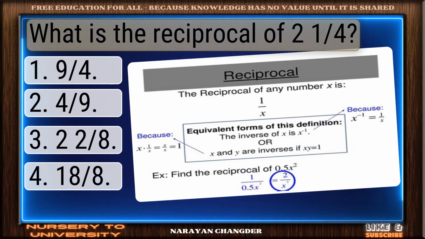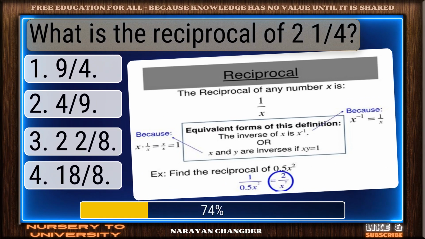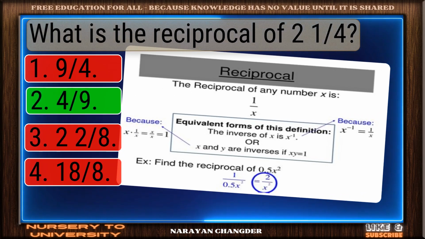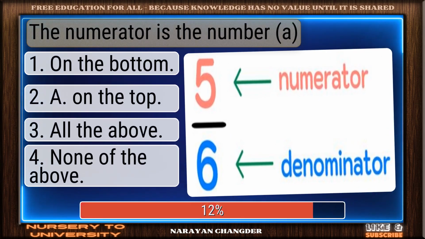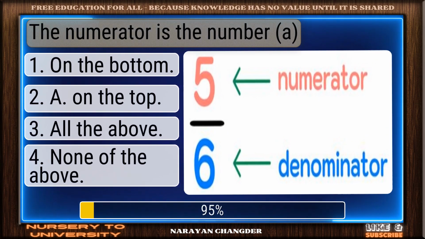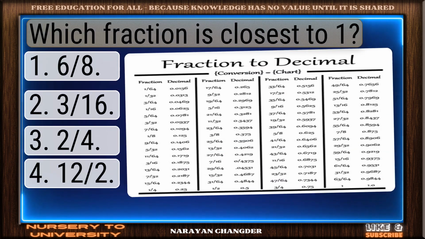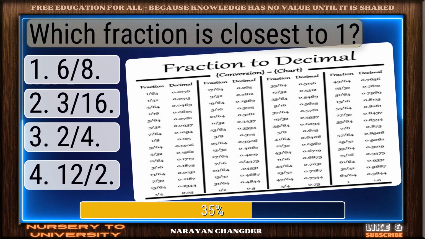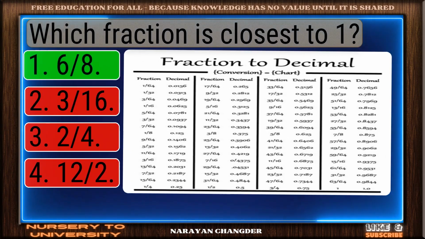Question number 67. What is the reciprocal of 2 1p4? Smart move. 49 is an accurate answer. Question number 68. The numerator is the number? Right choice. On the top is the best answer. Question number 69. Which fraction is closest to 1? You chose 6 to 8, and it is correct.